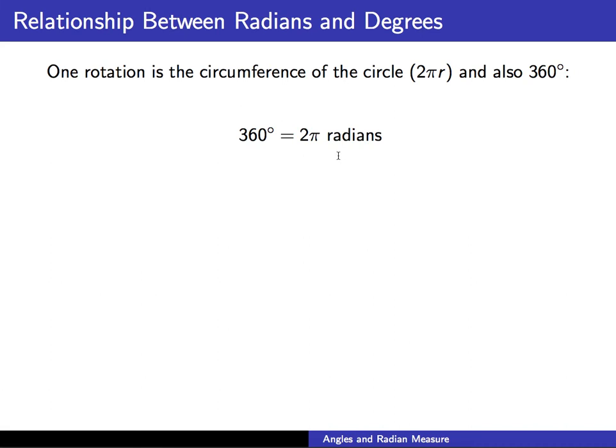So if we divide both sides by 2, we get 180 degrees is pi radians. So a half a circle is pi radians. And if we want to know what 1 radian is, we can just take 180 degrees and divide it by pi, and we'll get what 1 radian is. Now, if you type in 180 divided by pi, you're going to get approximately 57.3 degrees.